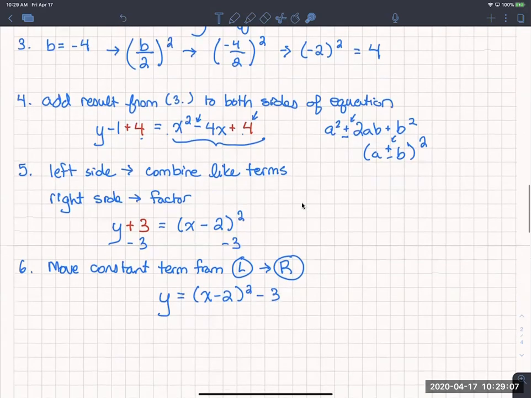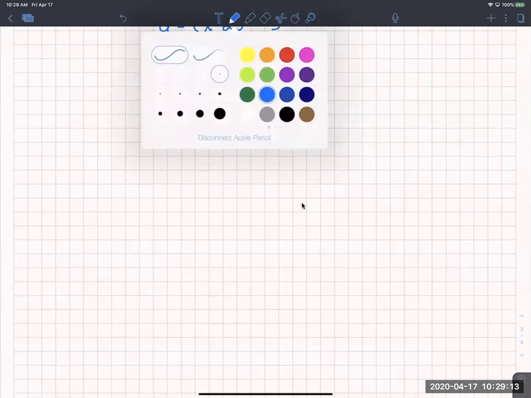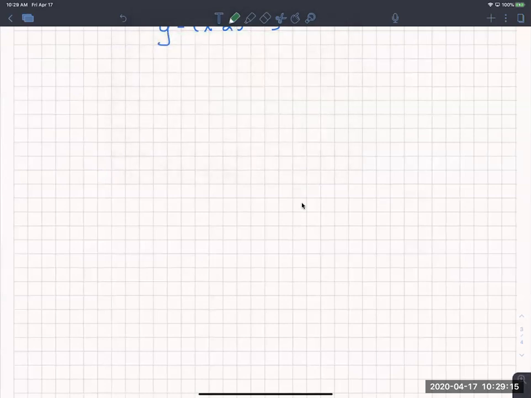Now, let's look at an example where the leading coefficient is something other than 1. So let's take, for example, y equals 2x squared minus 12x plus 3. All right. So step 1, we move 3 to the opposite side.